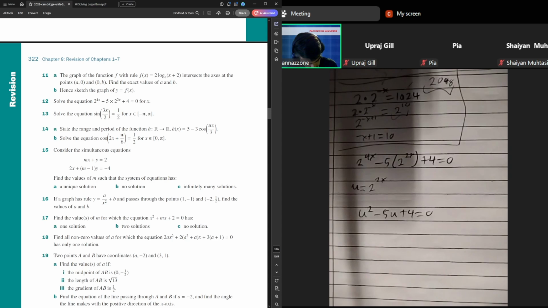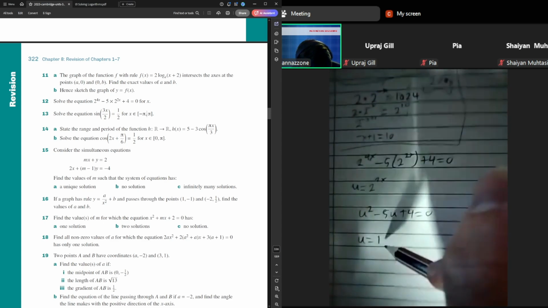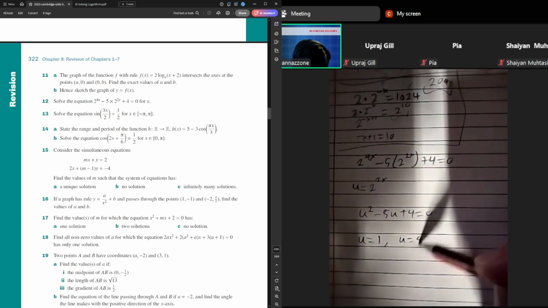3x squared minus 5x plus 4 equals 0... Okay, that did have an easy factorization. Probably should have just done that myself, huh? u equals 1, u equals 4.